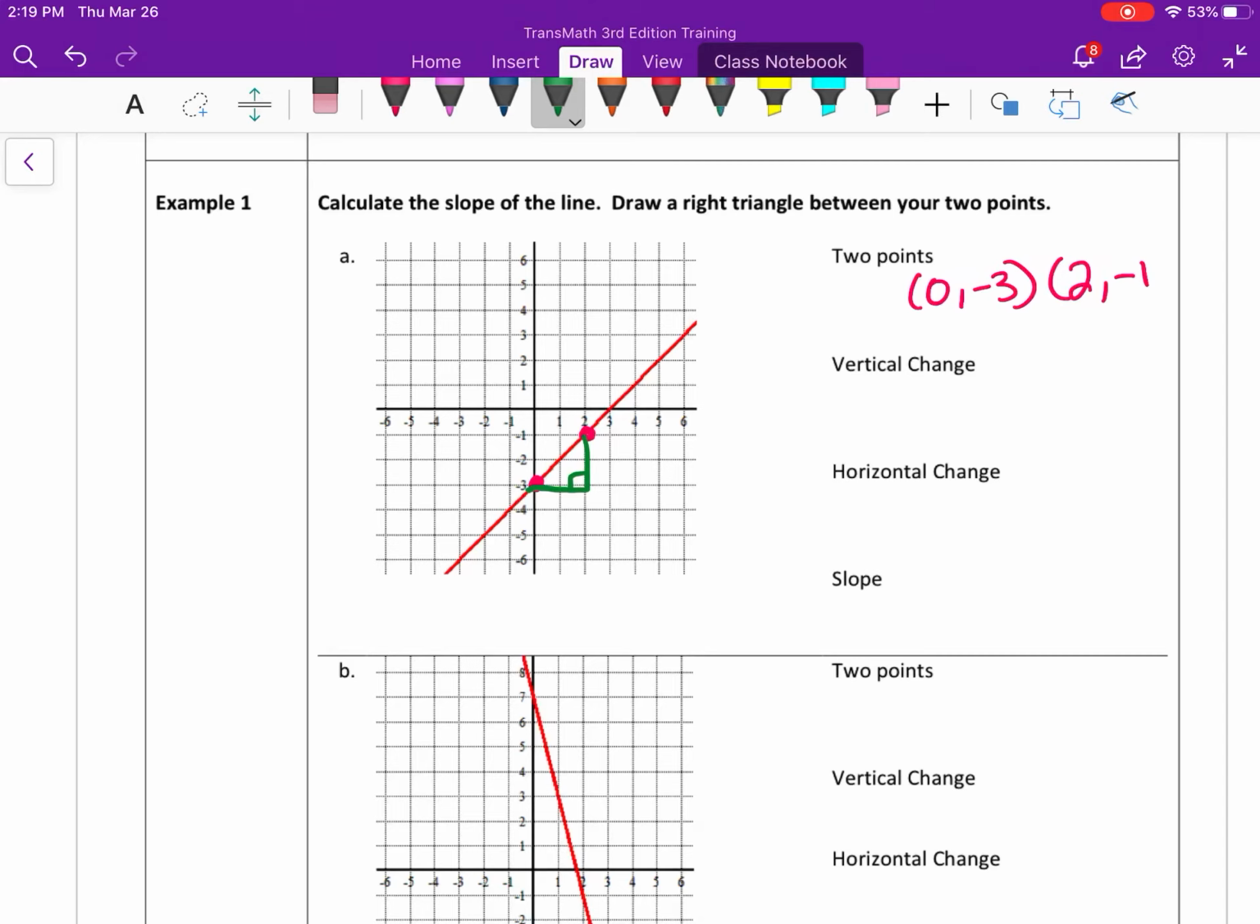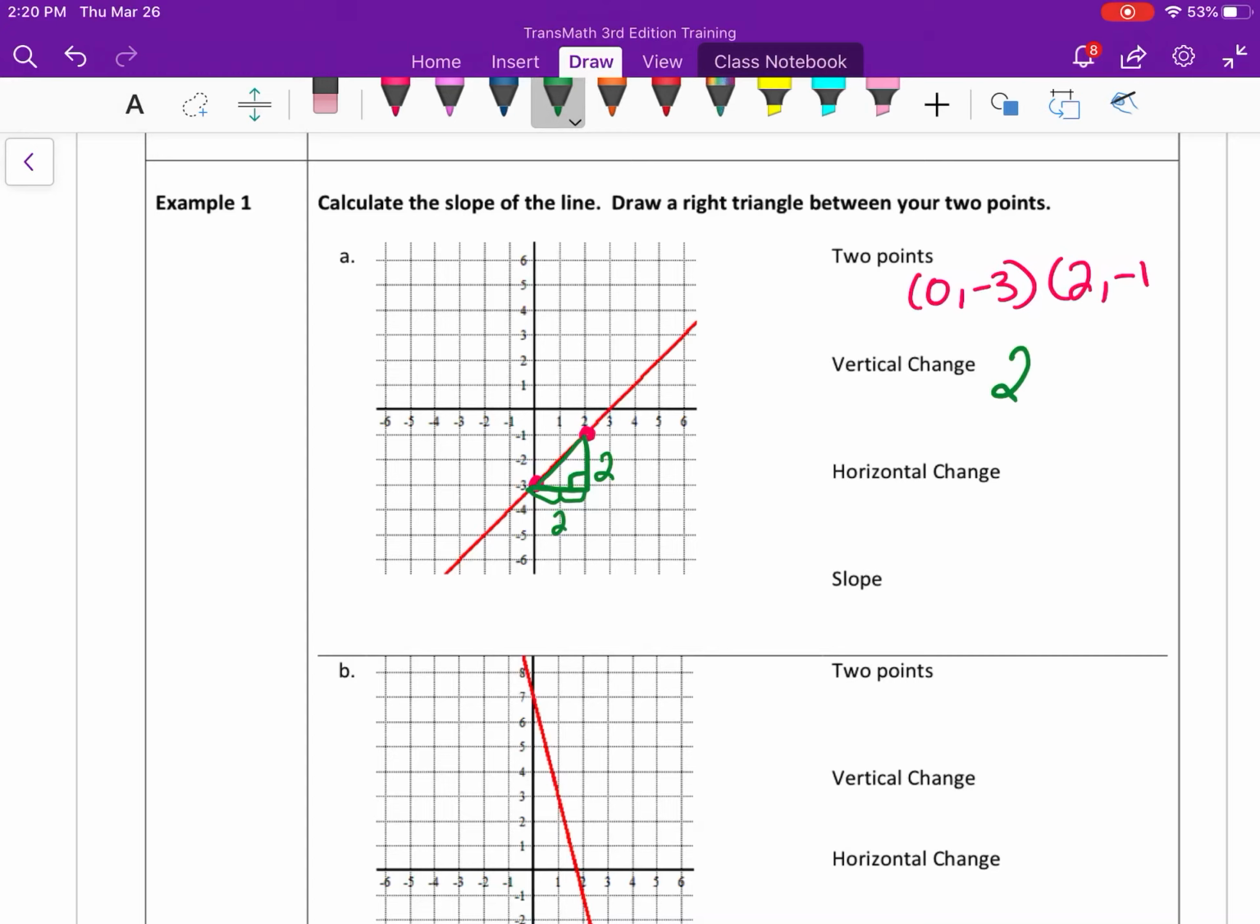Either one, it doesn't matter. So just make sure you have that right angle. So the right triangle connects the 2 dots. Then the vertical change, so it has vertical change of +2 right there. And then the horizontal change is +2 as well, 1, 2.